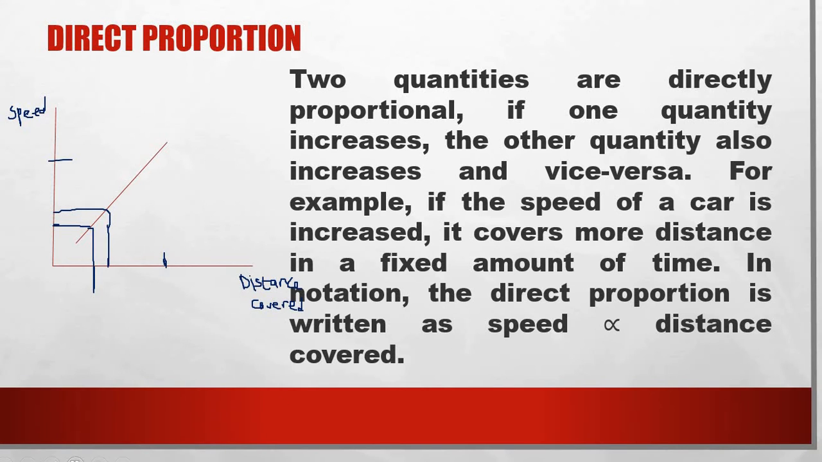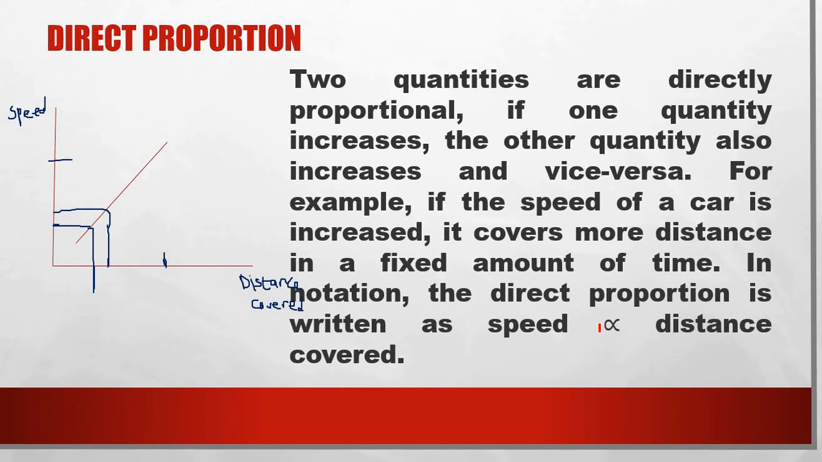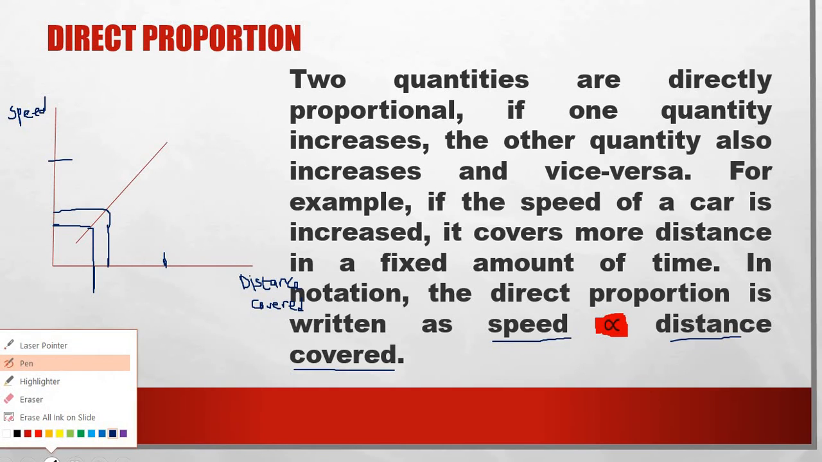So this is a sign of proportionality. So speed is directly proportional to the distance covered. Directly. An increase in one will also cause an increase in the other. A decrease in one also causes a decrease in the other. That is what direct proportionality is all about.